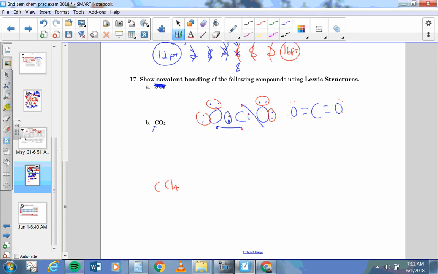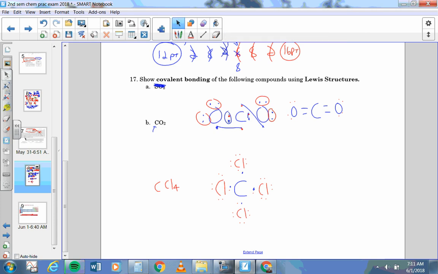Carbon tetrachloride wasn't on there. I'll still start with carbon and put 1, 2, 3, 4. Things only bond where there's singles, but all of them have singles, so I can put chlorine, chlorine, chlorine, chlorine. In this case, I'd have to include all of the extra dots. 1, 2, 3, 4, 5, 6, 7 on each chlorine, because chlorine has 7.